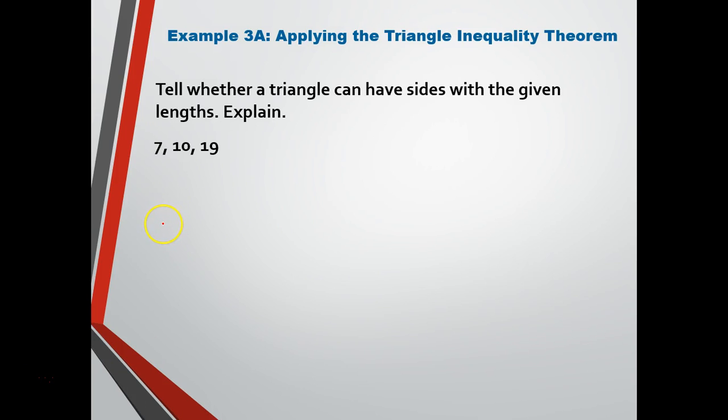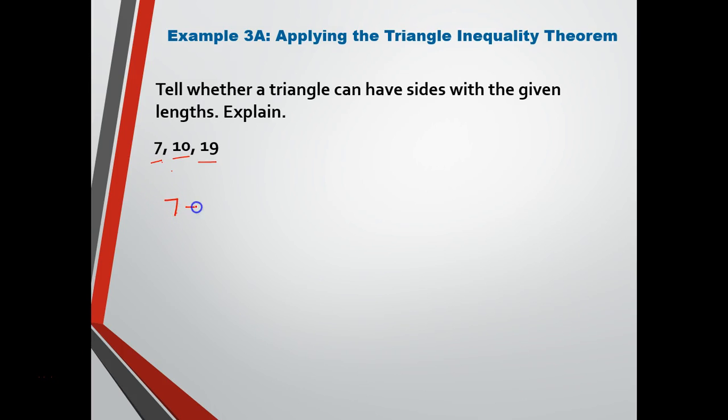Okay, so let's use that triangle inequality theorem to answer this. It says tell whether a triangle can have sides with the given lengths, 7, 10, and 19. And explain. I'm not going to necessarily ask you to explain. I want you to show your work. And this is how you're going to show your work on these types of problems. So here's the three sides of your supposed triangle. And we're going to just try to find out if these are sides of a triangle. Can these sides form one? By using the inequality theorem.